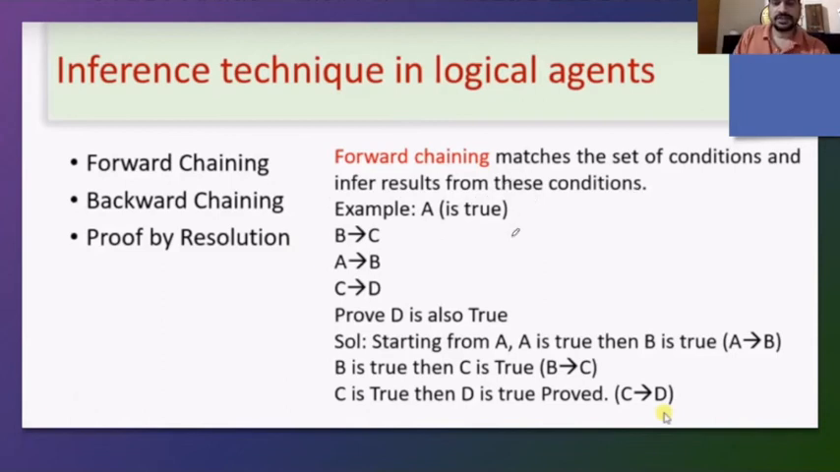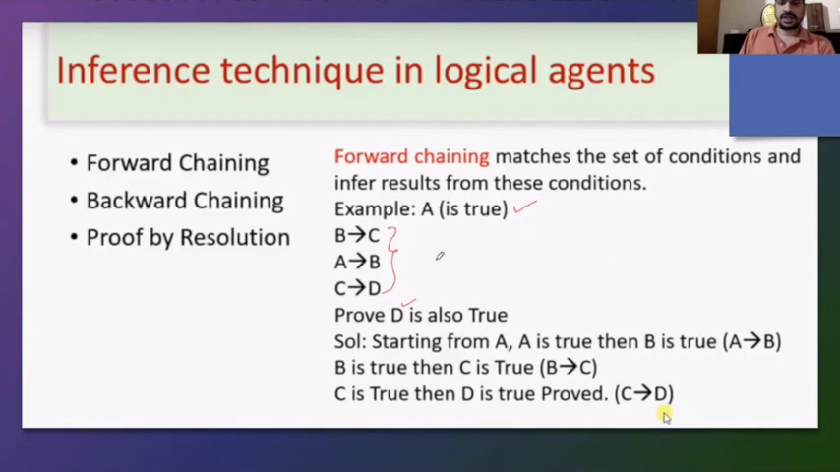Let's see, there are some conditions given. The first condition is A is true. We also have some other conditions, like B implies C, A implies B, and C implies D. These are all different conditions given in the form of propositional logic. What do we have to prove? We have to prove that D is true. Nowhere is it written that D is true. It is only written that A is true.